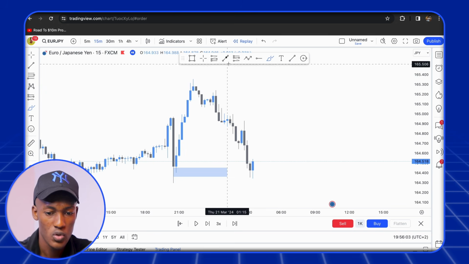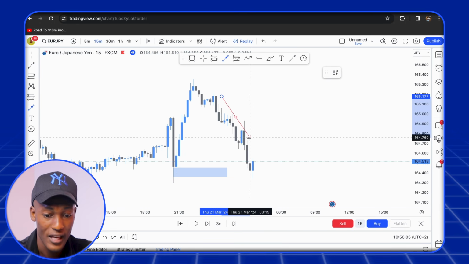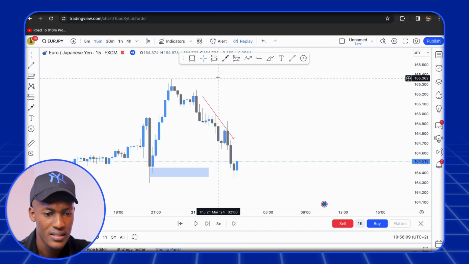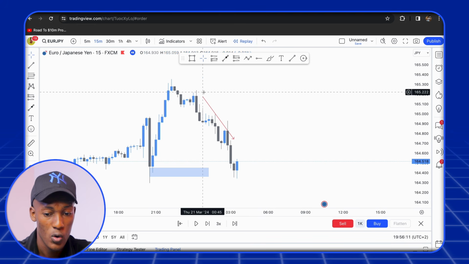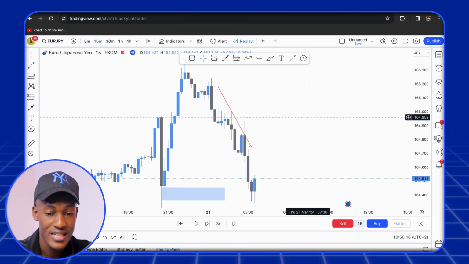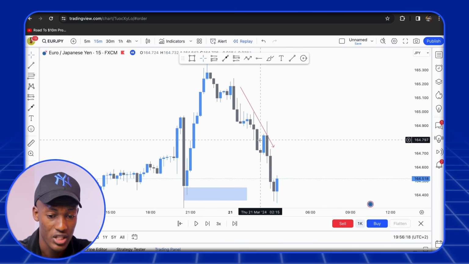Now let me show you something. At this point we can see we had aggressive selling because we can see a series of bearish candlesticks. Now look, I'm doing this all on the M15, but you can still do it on a bigger time frame. Pretty interesting. So we did see a lot of selling pressure coming in here.